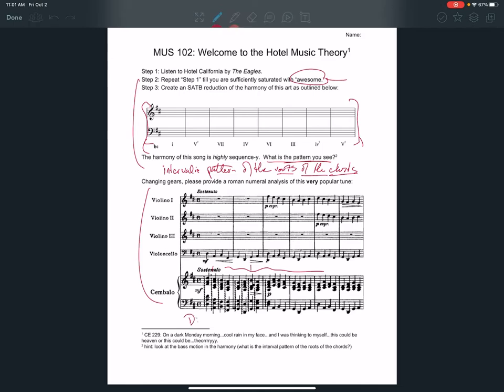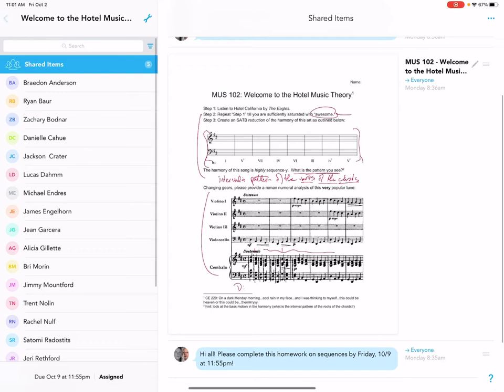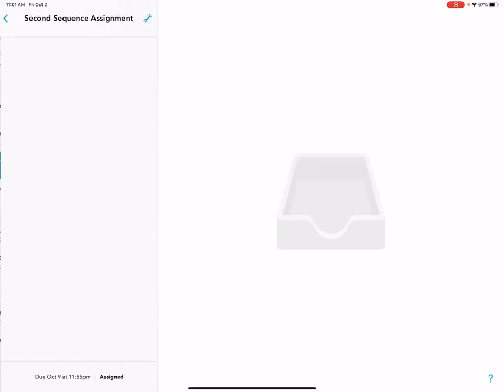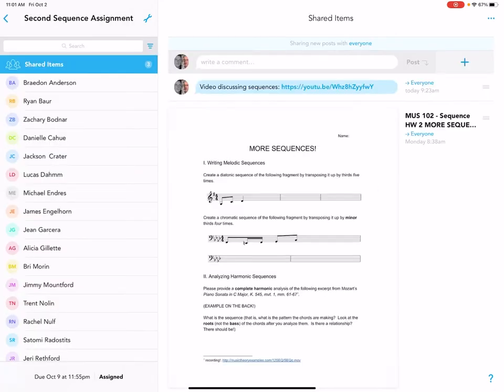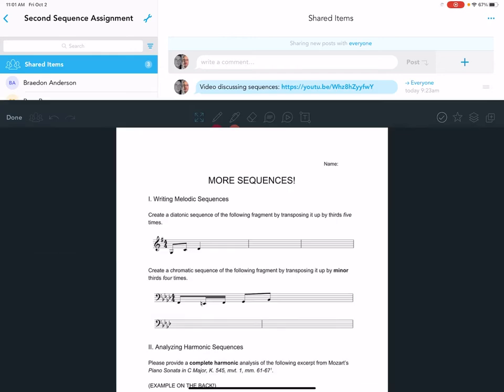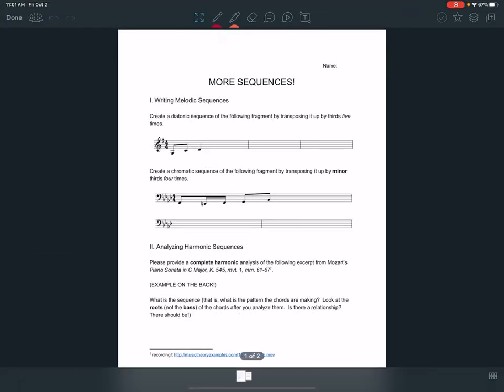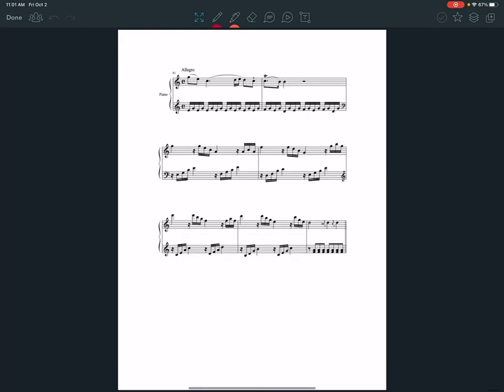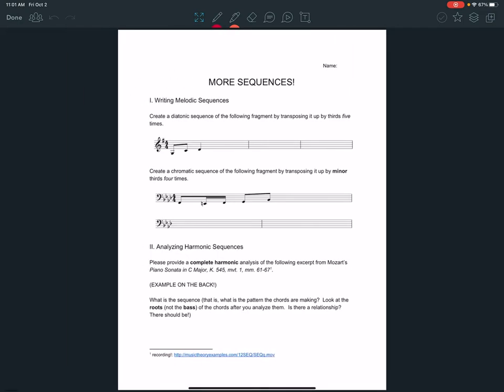The other assignment is the opposite of all of this. So this is almost like a motivic manipulation assignment, like you did the previous week, where you were looking at motives and kind of creating them, transforming them, and all that stuff. This is writing sequences, and then there's a little bit of analysis on the back.